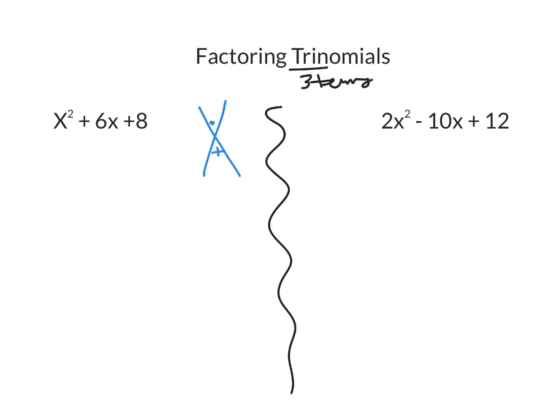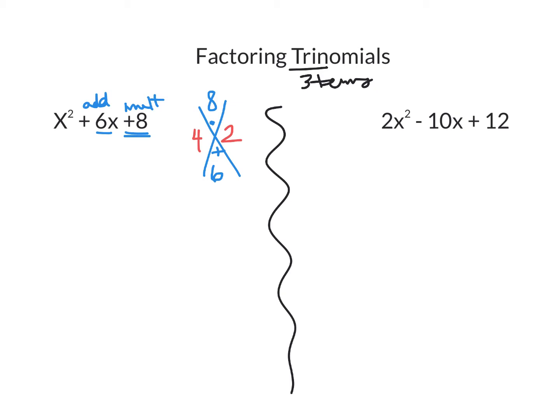I need 2 numbers that multiply to something and add to give me something. So my last term right here, that's my multiplier, and my middle term is my add. So I need to come up with 2 numbers that multiply to give me 8 and add to give me 6. If you think about that for a minute, you should come up with 4 and 2. 4 times 2 is 8. 4 plus 2 is 6.